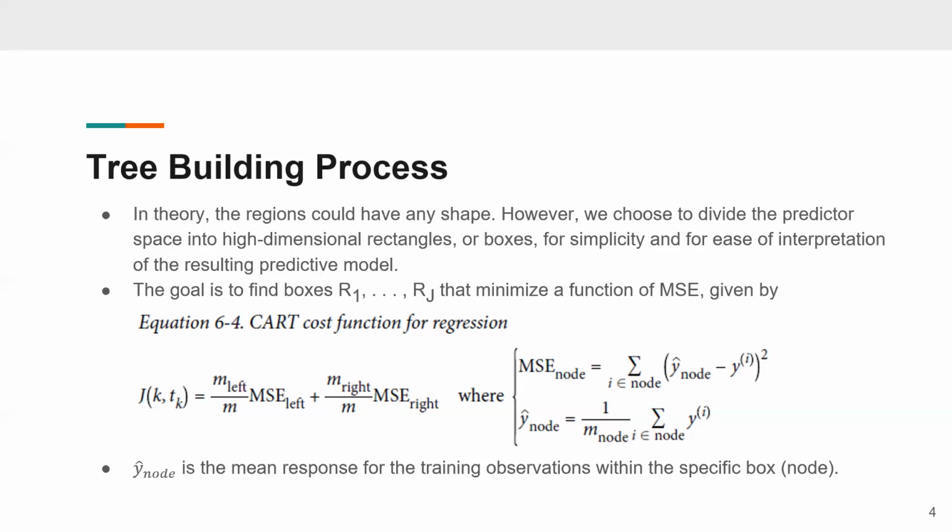The goal is to find the boxes R1 all the way to RJ that minimize a cost function of MSE, given by this equation. So what is this equation? It is a function of k and tk here, where k is the variable that you picked, and tk is the threshold that you picked. If you remember that toy example, this k essentially is x, and tk for the first split is 5.